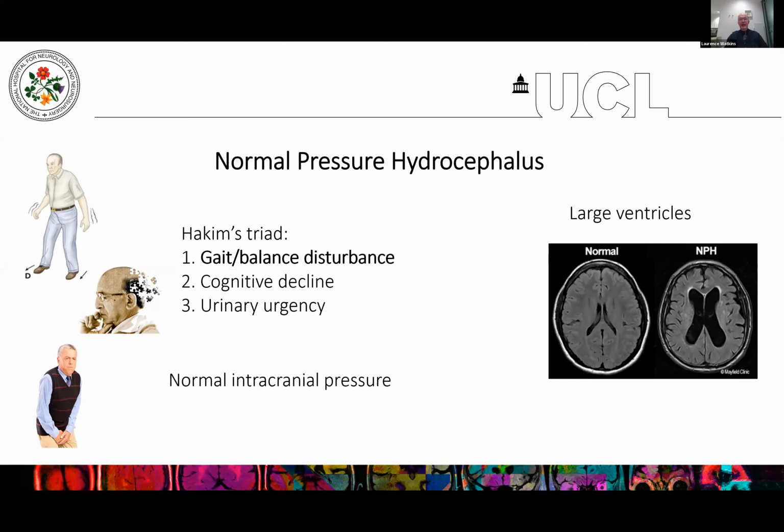It's really Hakim's triad, of which the primary feature is a disturbance of gait and balance, which is by far the most common thing that you will see in a patient with this condition. But to a lesser extent, there is also an element of cognitive decline and urinary urgency. And as the picture on the right shows, large ventricles. So that's really the syndrome that we're talking about.